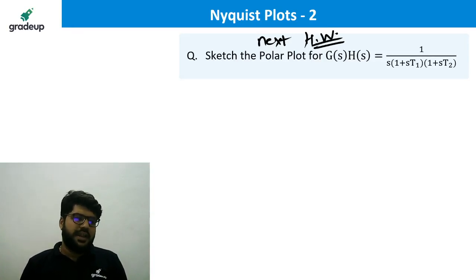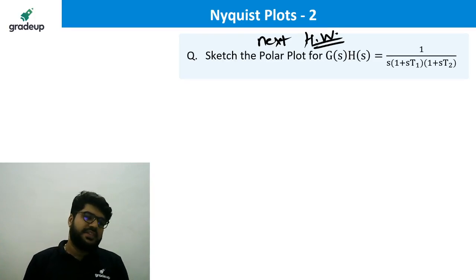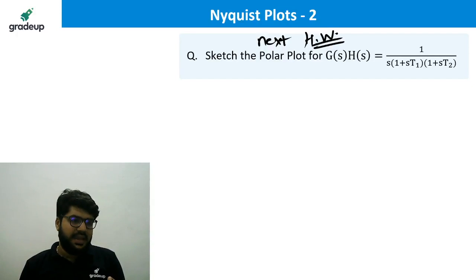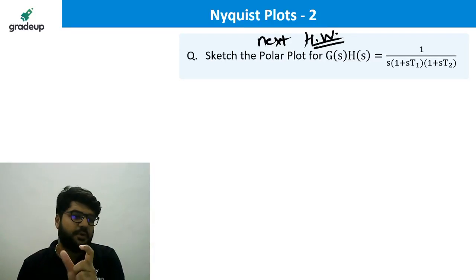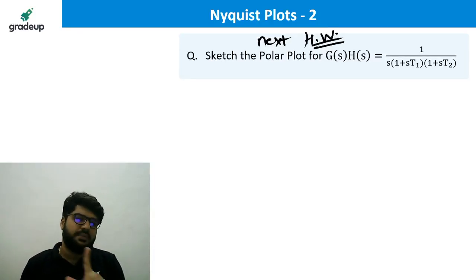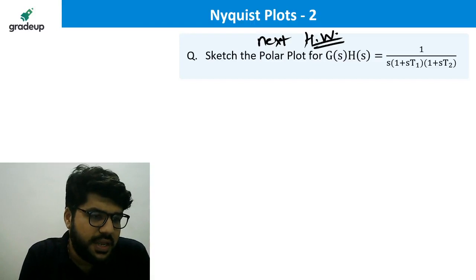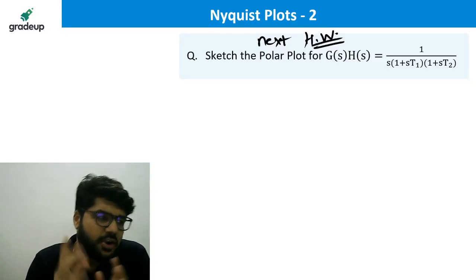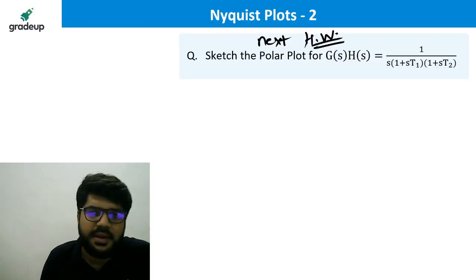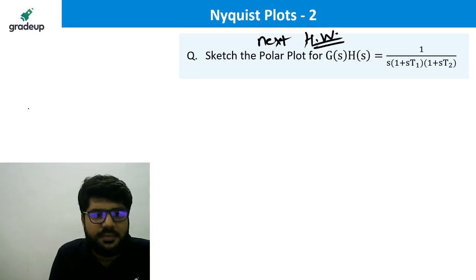No, Saurabh, 1 upon 1 plus st is different because that will have a finite value. That is type 0. At omega equal to 0, there is no 1 upon 0 term. So it is lying on the positive x-axis at a finite point. It is not going towards infinity. That is why I am not bringing that in the picture. If you have solved this, you can tell me the quadrant. Shape you can't comment, but at least you can comment the quadrant.